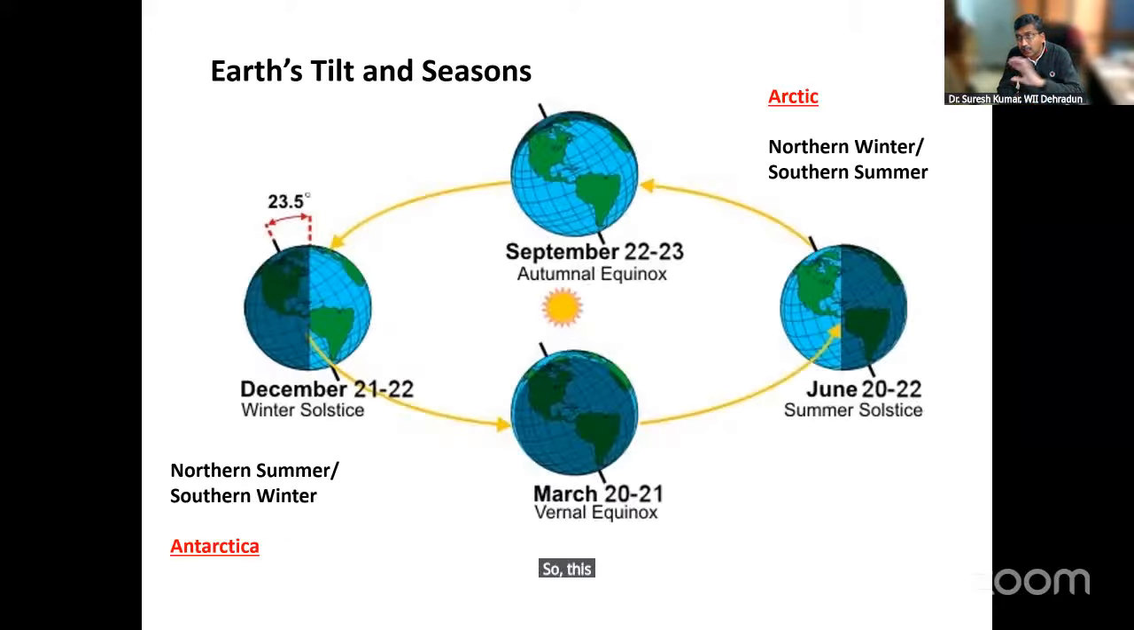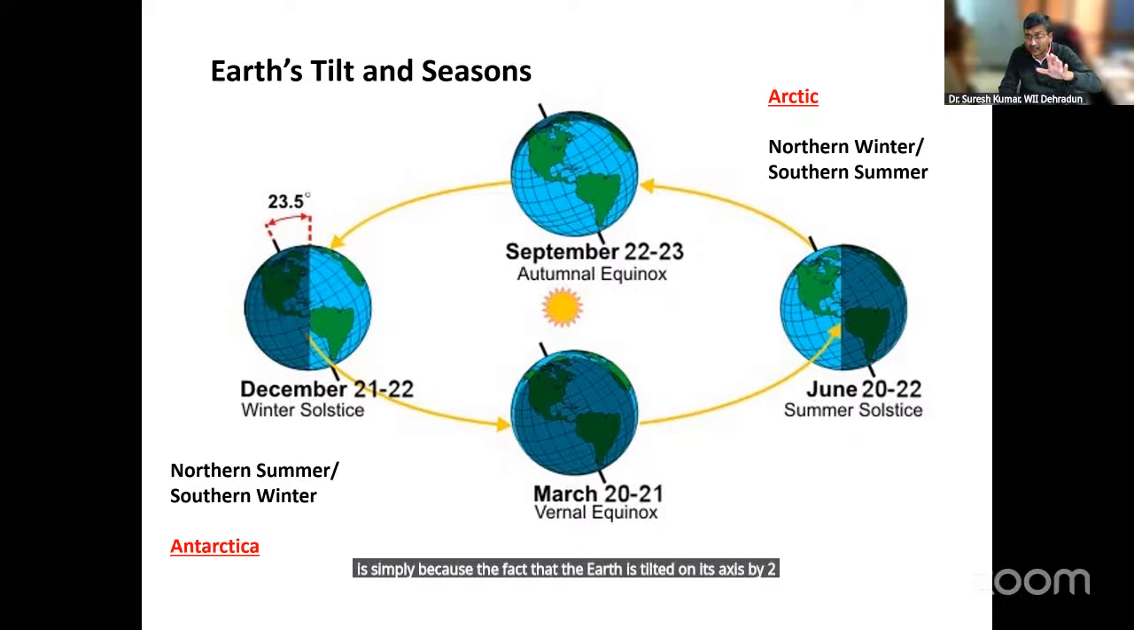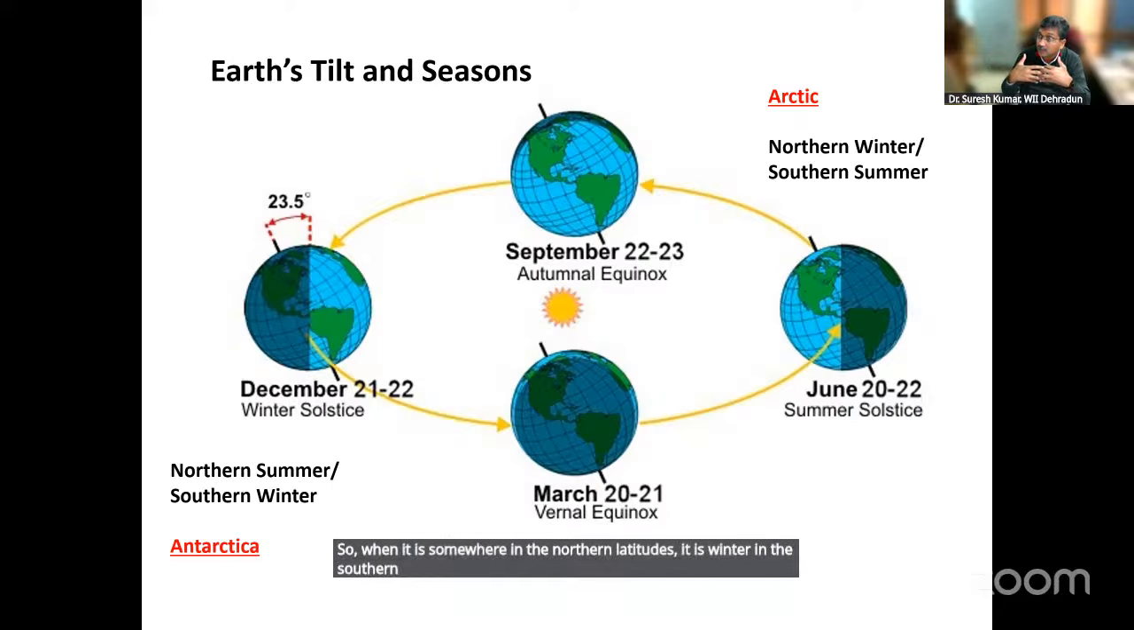So this entire story of varying day lengths is simply because the Earth is tilted on its axis by 23.5 degrees, and it moves around the sun. And so this is the reason why you do have different seasons in different parts of the world. So when it is summer in the northern latitudes, it is winter in the southern latitudes or in the southern hemisphere. So the seasons are reversing.